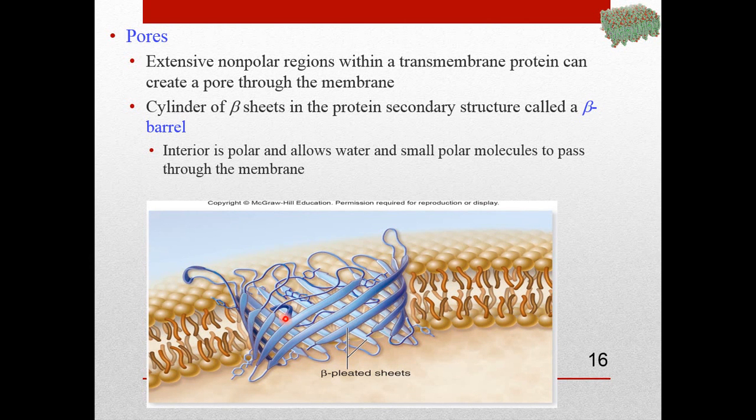And they're going to arrange this pipe running through the membrane with the polar environment in the interior of the beta sheets spanning the membrane. Now this is called a beta barrel, and it's going to open up on both ends. Now this is a very common feature of a porin class of proteins that you will find within the outer membranes of some bacteria. And these openings are going to allow water molecules to pass through the membrane.